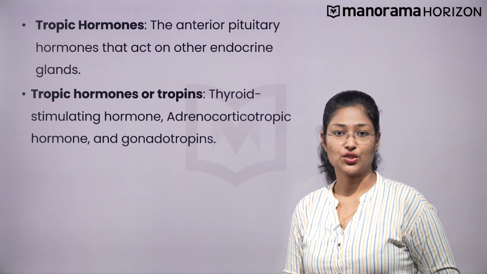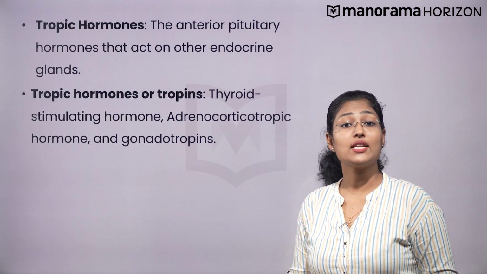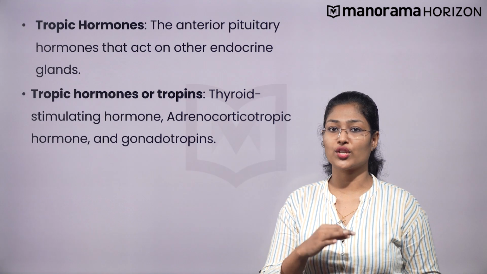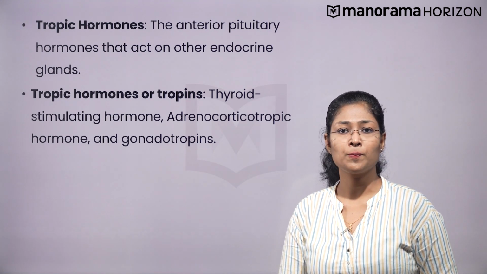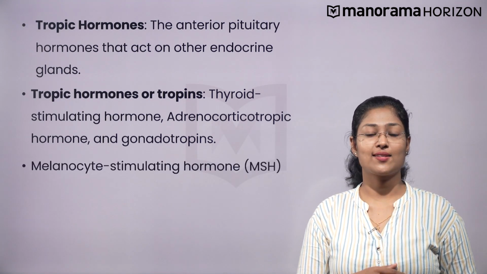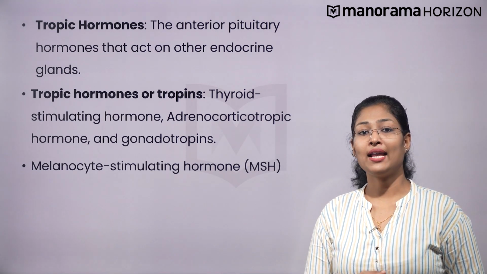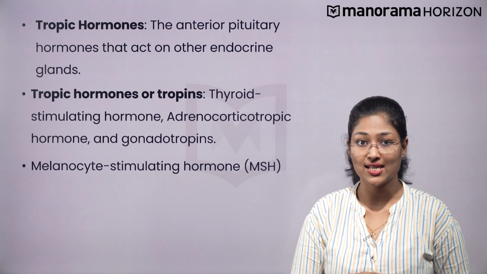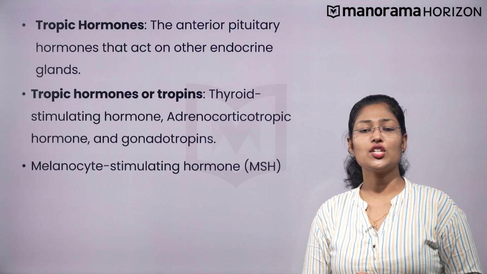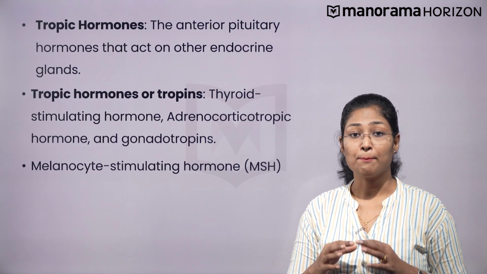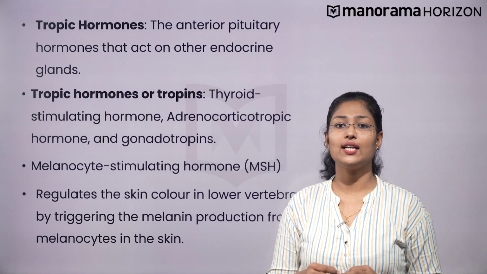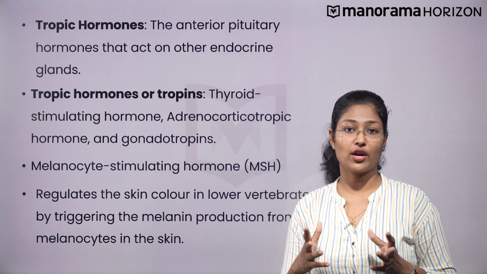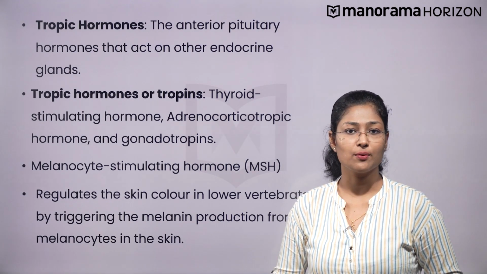You might ask a question here. Do the remnants of the pars intermedia present in the anterior pituitary also secrete any hormone? The answer is yes. It secretes melanocyte stimulating hormone, which is called MSH. Its function is not known in humans, but it regulates the skin color in lower vertebrates. How? By triggering the melanin production from melanocytes in the skin.